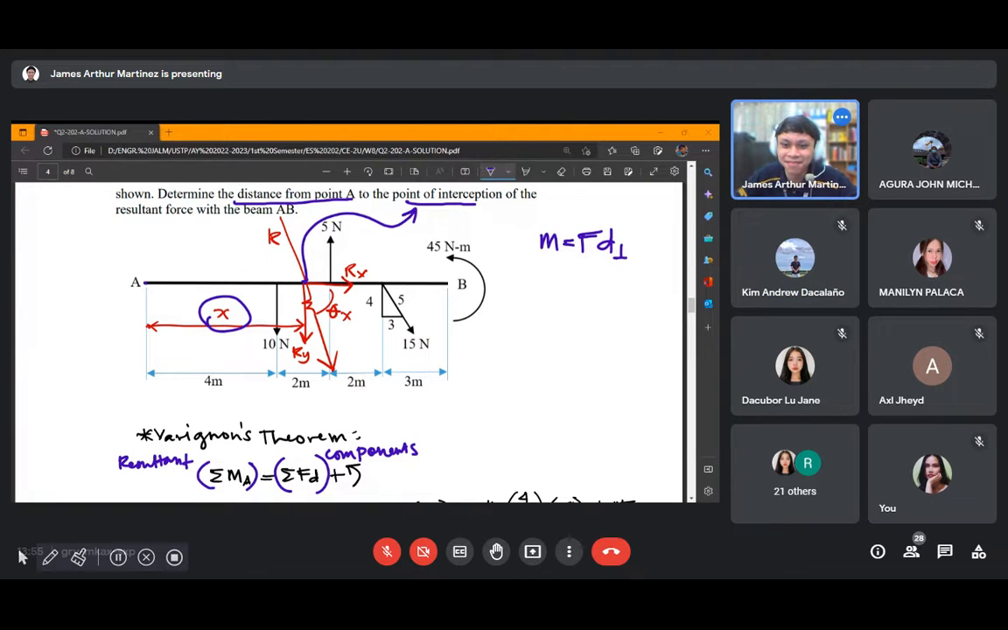Napamudi class? Yes, sir. Oh, sige. Nganong man kung mag-moment na kang point A, nganong mag-cancel out man si RX, nganong dili mo siya ma-consider sa atong analysis.